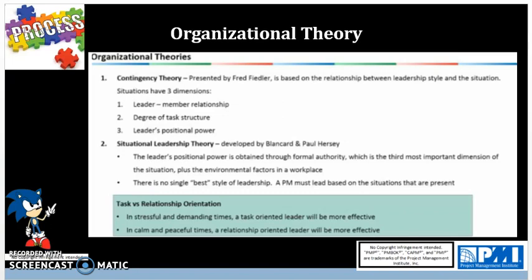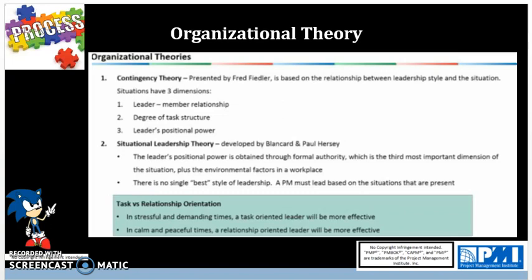In stressful and demanding times, a task-oriented leader will be more effective. In contrast, in calm and peaceful times, a relationship-oriented leader will be more effective. But you need to have a balance between the two to have a successful project. So that sums up this video.